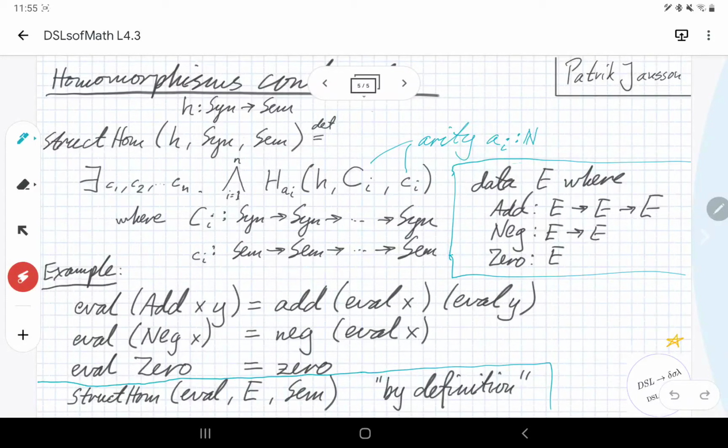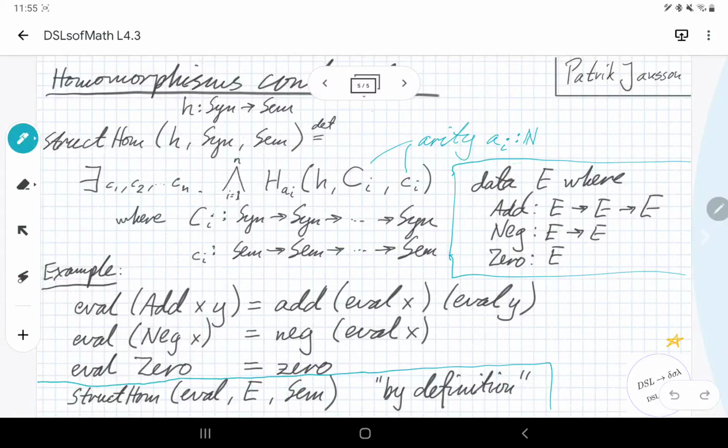This evaluator for this data type, I would claim, is the natural way of writing it, saying, okay, Add is translated to a lowercase add, Negation to a lowercase negation, and 0 to some constant 0. So whatever these functions and semantic functions are, if this is addition for natural numbers, negation for natural numbers, and 0, or if it's for some more complicated structures like functions or function expressions, whatever they are, it will still satisfy the homomorphism conditions.